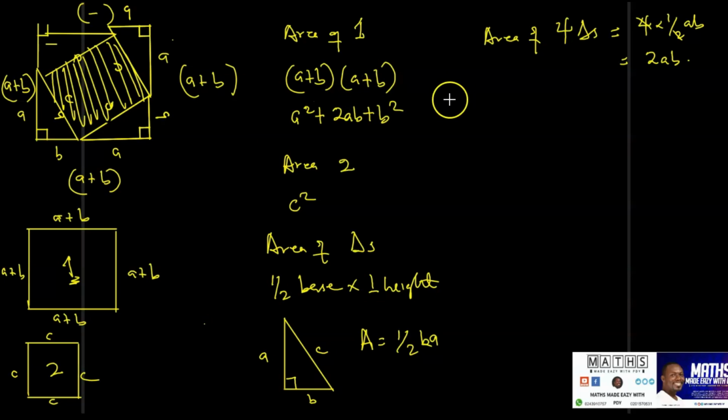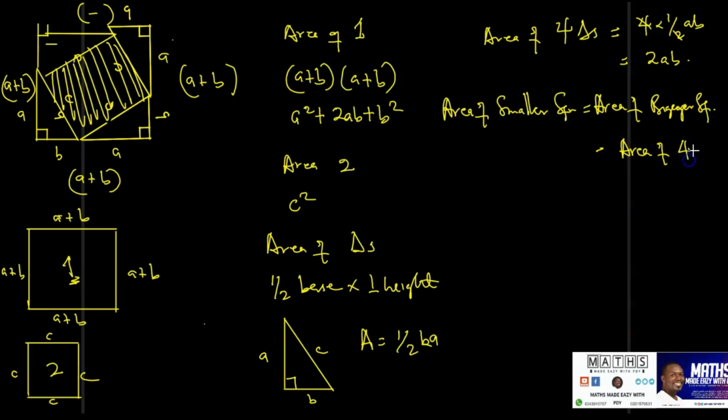So we can say that area of smaller square is equal to area of bigger square minus area of 4 triangles. So what establishment have we had for the area of the smaller square? We've seen that area of the smaller square is given as what? C squared. I hope it makes sense.